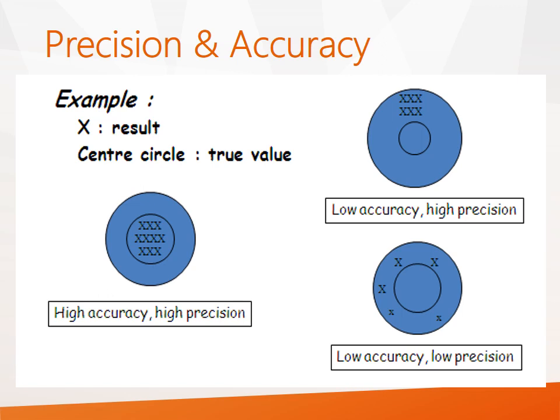If you see the second figure, in this the values are precise because all the 6 values are near each other, but they are away from the circle, therefore it is not accurate. The last figure is low accuracy and low precision because it is away from the circle and all the values differ from each other, so it is low precision.